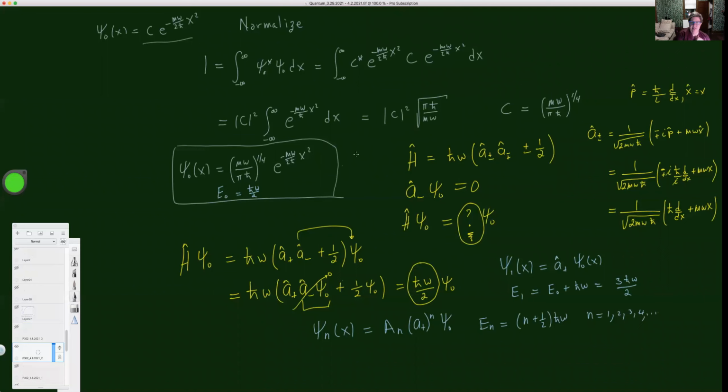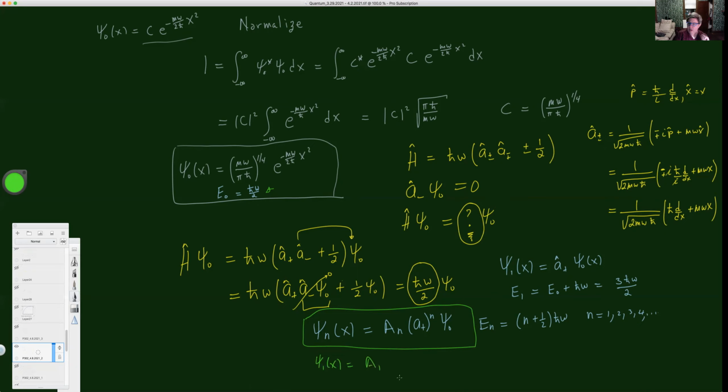We can see here that it's this nice sort of Gaussian function, and that its energy level is h bar omega over 2. The next thing we did was use an equation that allows us to get the next state, the excited state. If we look down here, you can see we used this equation, with n equal to 1, because we were after the first excited state. So we were after this state.